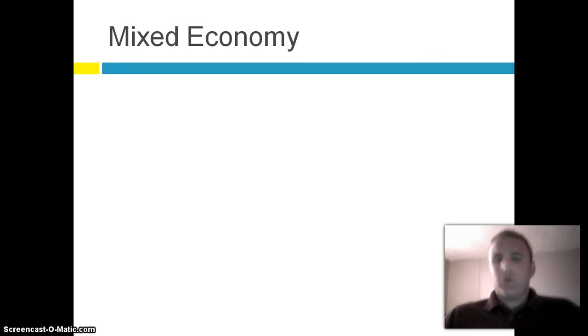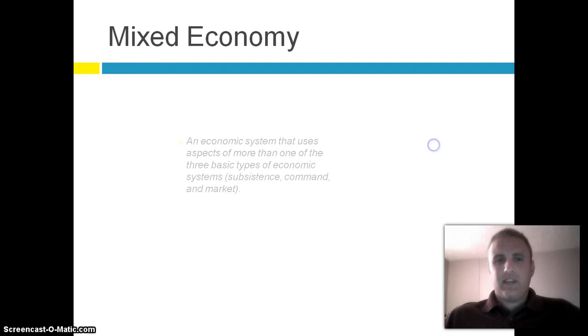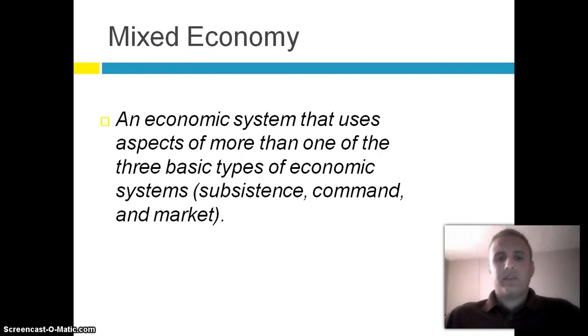And then we move on. So in a market economy, to review, people have the freedom to start their own businesses, to decide what they are going to make. In a command economy, the government would make those decisions for you. And then in a mixed economy, something that we see quite often today, we know is an economic system that uses aspects of more than one of the basic economic systems to create itself. We see aspects taken from a traditional economic system or a subsistence economic system. We see aspects taken from a command and a market system as well.